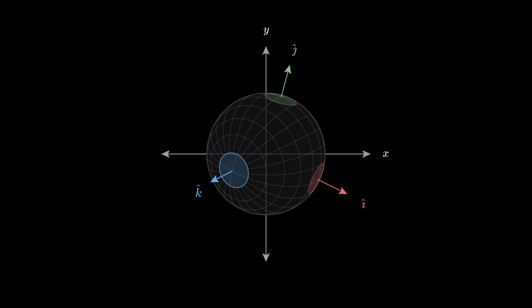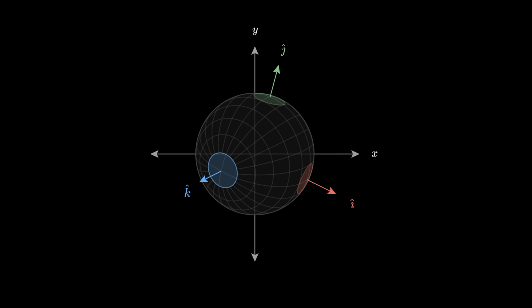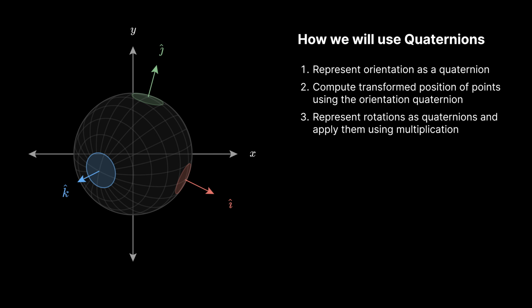We are going to rotate the sphere using the quaternion number system. Think of quaternions as numbers you can perform operations on, like addition, multiplication, and exponentiation. For our purposes, we are going to use quaternions to do three important things. We represent the orientation of the sphere as a quaternion. We compute the transformed position of a point using the value of the orientation quaternion. And we represent rotations as quaternions and apply them using multiplication.